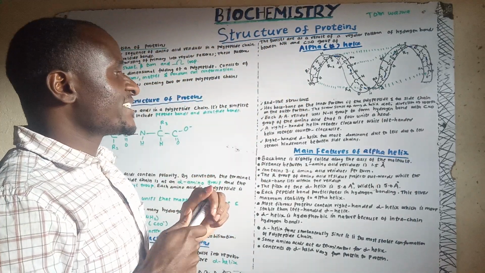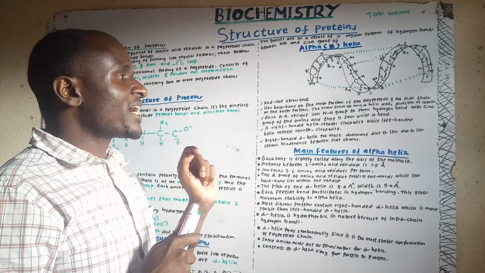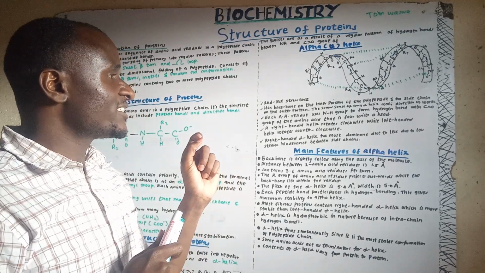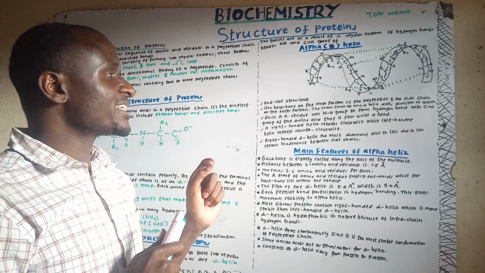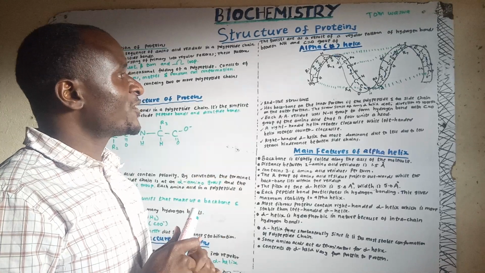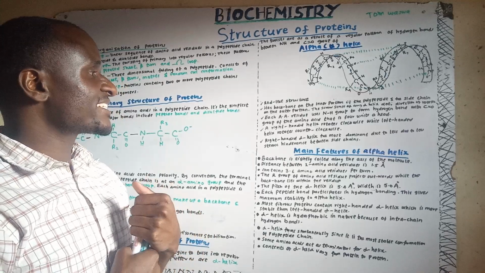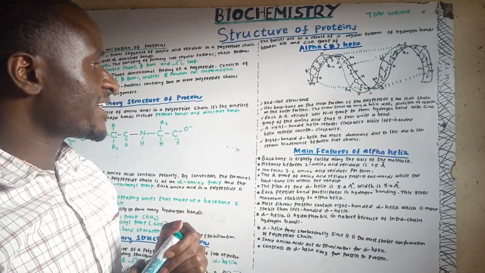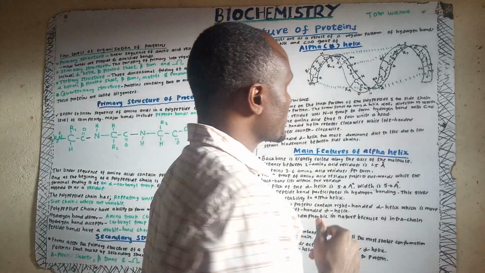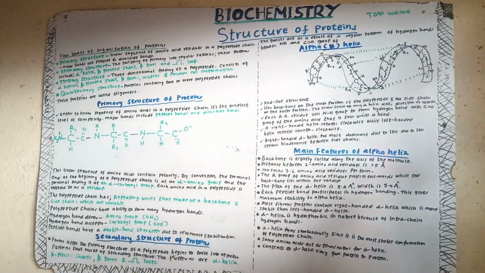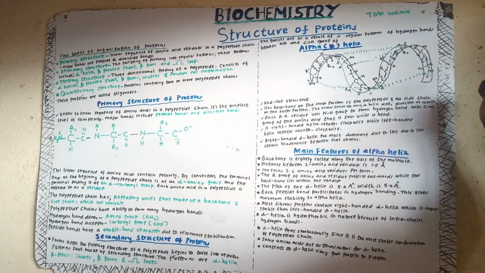Each amino acid residue uses the amino group to form a hydrogen bond with the C double bond O group of the amino acid that is 4 units ahead. In this case, I have drawn a right-handed helix which rotates clockwise, while a left-handed helix normally rotates anti-clockwise. So this is a right-handed helix.